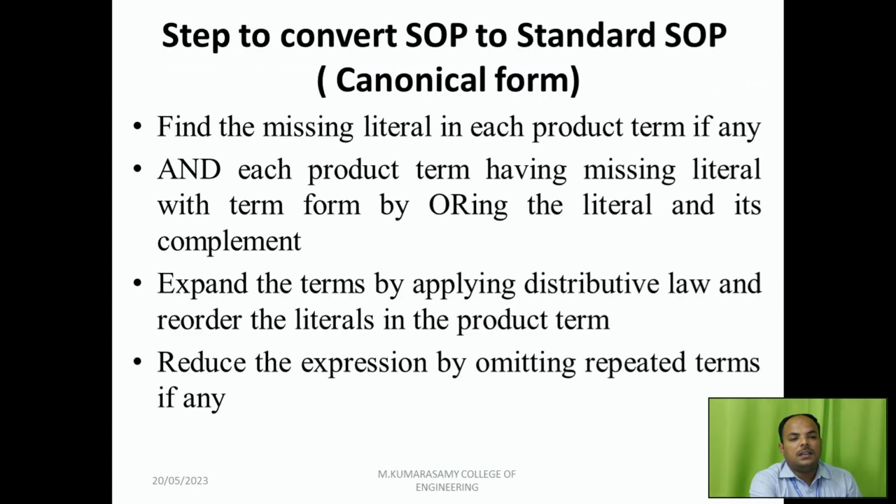So we can see the steps to convert standard SOP to standard SOP. The first one is to find the missing literal in each product term. If it is an SOP, we want to check each product term to see if any literal is missed. If so, next we want to AND each product term having a missing literal with the term formed by ORing the literal and its complement. Suppose any literal is missing, we want to OR the missing literal with its complement.